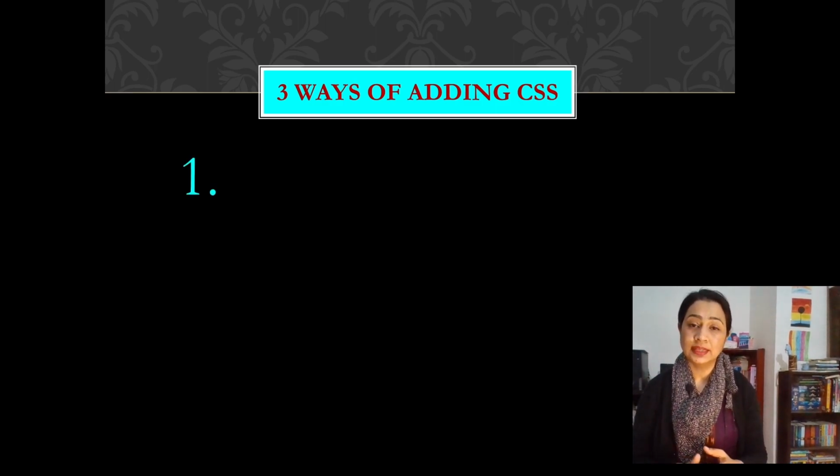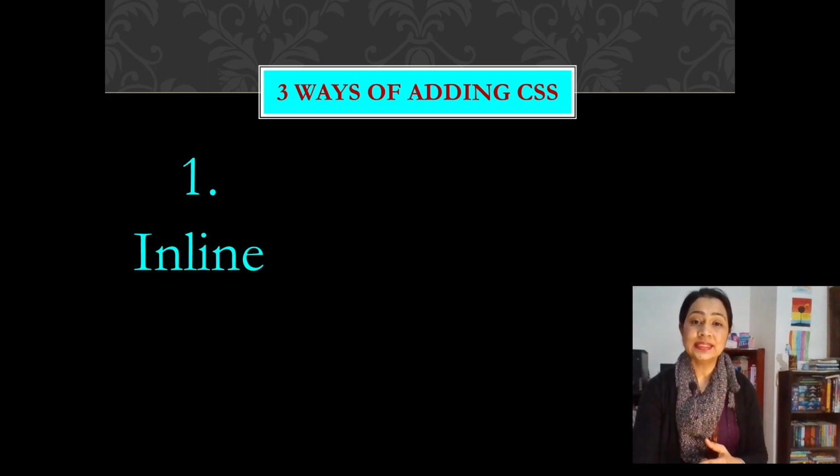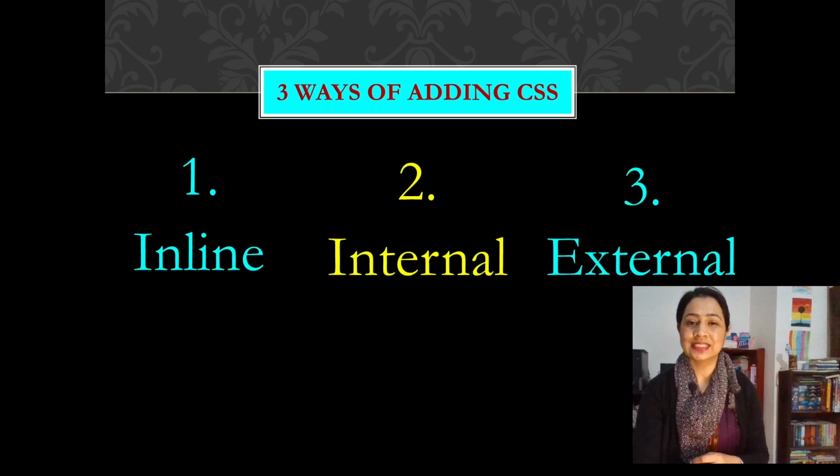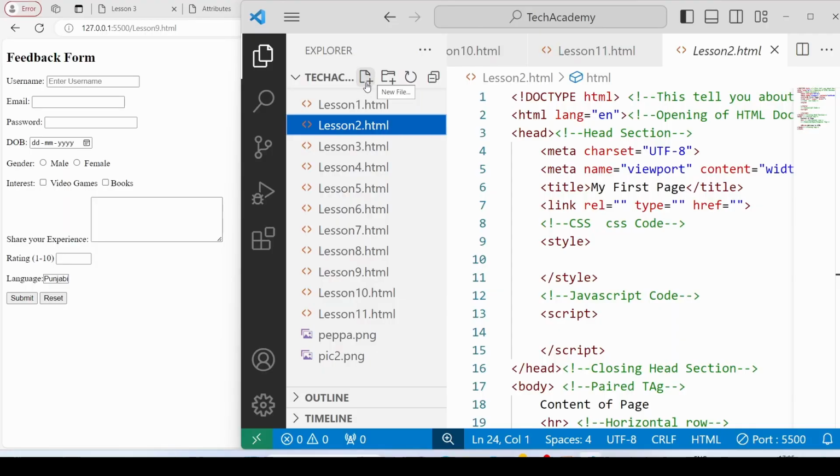The number 1 method is called Inline CSS, where we write the code with the tag itself. Number 2 is called Internal CSS. In the internal CSS, we write the code inside our HTML document. And number 3 is external CSS, where we write the CSS code in a separate file and save it using the .css extension. Let's dive in and learn how we can add CSS in our HTML document using these 3 different ways. With this, I'm going to create a new file.